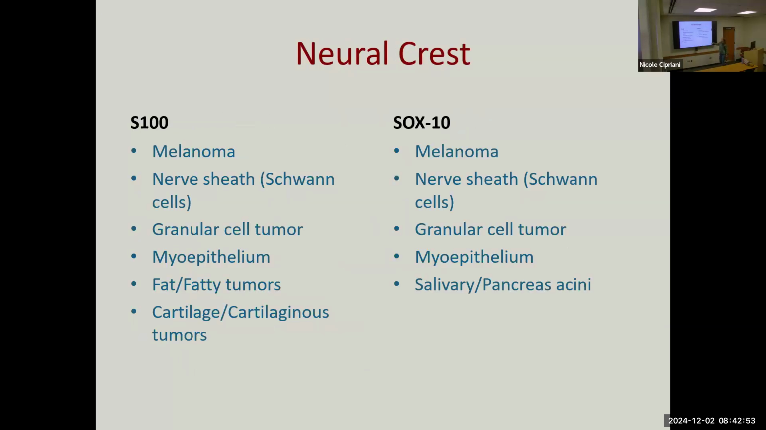We already talked about neural crest a little bit in terms of what S100 and SOX10 do, both melanomas, right? Both nerve sheath, specifically Schwann cells, not perineurial cells, right? Granular cell tumors, which we haven't talked about yet, myoepithelium, which we have talked about, fat, cartilage, and salivary pancreas acini with SOX10. So SOX10, S100 are no longer just sort of melanoma Schwann cell specific. We know that they do stain a lot of things, including some epithelial tissues.